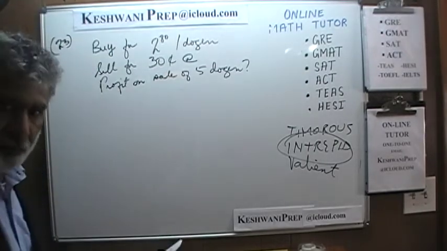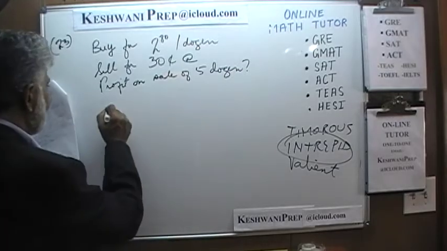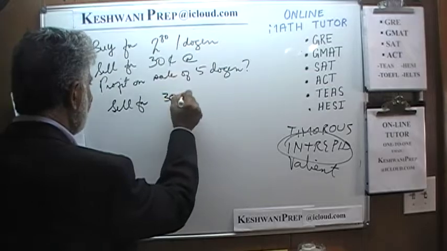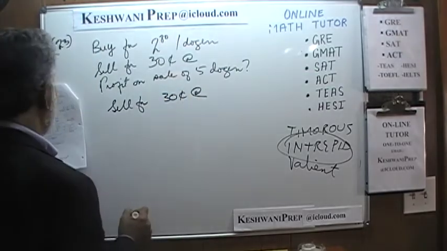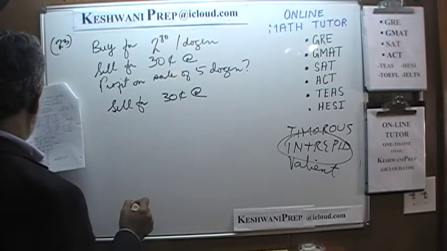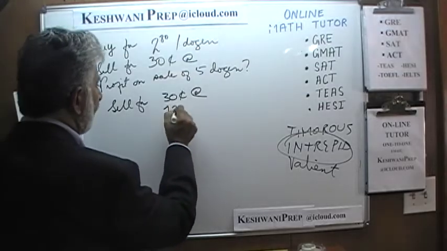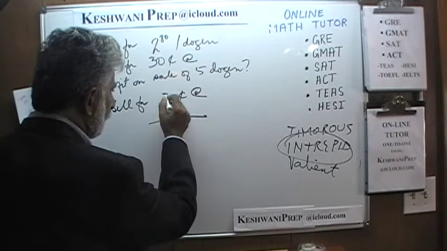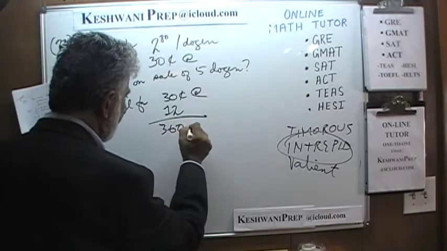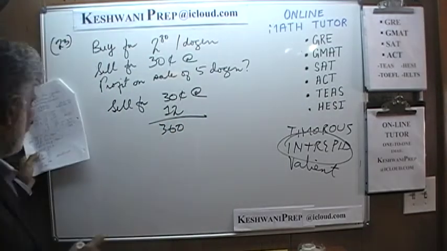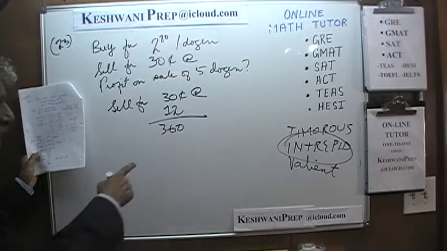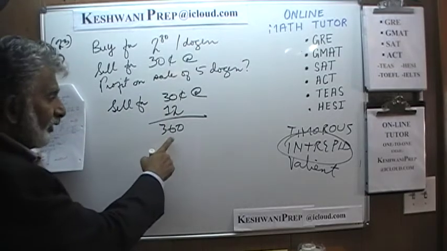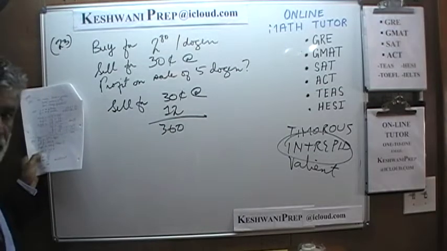Let's find out how much revenue we have, how much we are getting. So we are selling them for 30 cents each, which means for a dozen, we're going to get 12 times 30, which is 360 cents for a dozen. This is how much we're getting, because we're selling them at 30 cents each. There are 12 in a dozen. We're going to get $3.60 for each dozen.